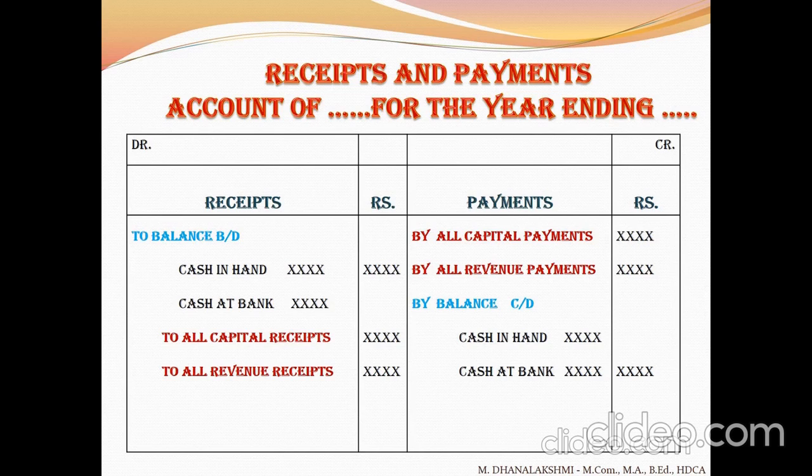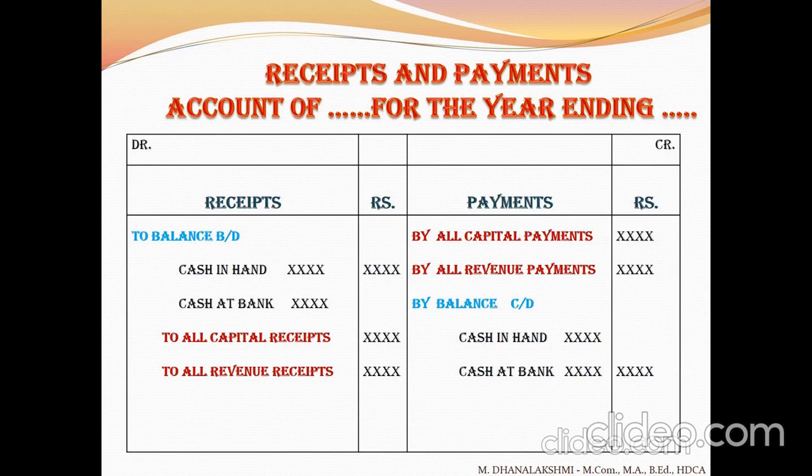Revenue receipt means recurring in nature, which means the NPO can receive some amount on a regular basis. For example, interest on investment, interest from bank, rent received from let out property. All these things are recurring in nature, so they will be called revenue receipts. On the receipt side, you have to enter all the receipts, whether of capital nature or revenue nature.